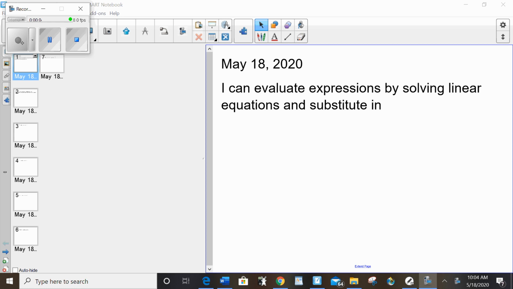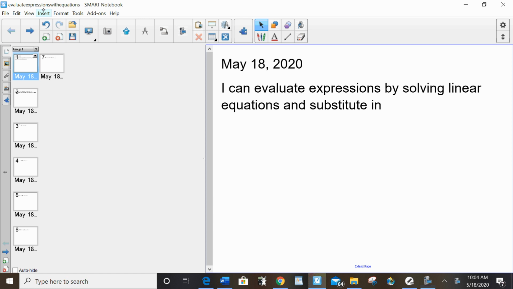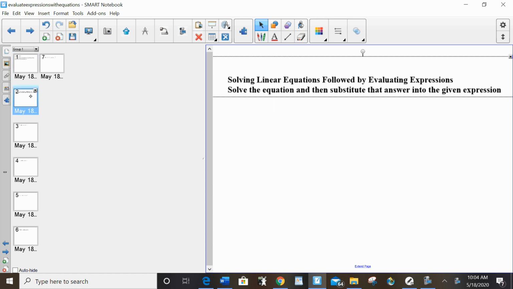This is going to be a quick one. It is a pretty common SAT question. It's a pretty simple SAT question. We want to make sure we get it right. I can evaluate expressions by solving linear equations and substitute in. So these are the notes: solving linear equations followed by evaluating expressions that we're doing. We're going to solve the equation, and then we're going to substitute that answer into the given expression.